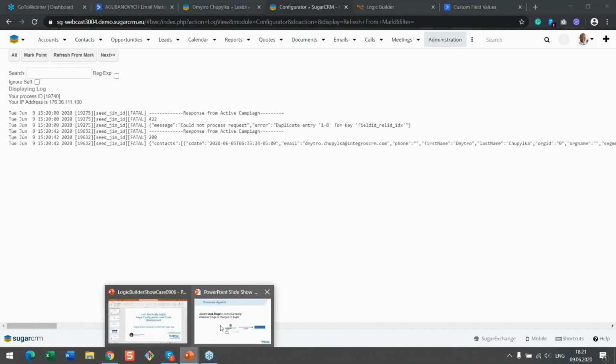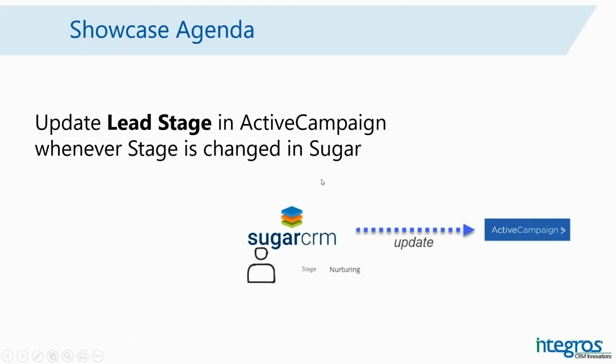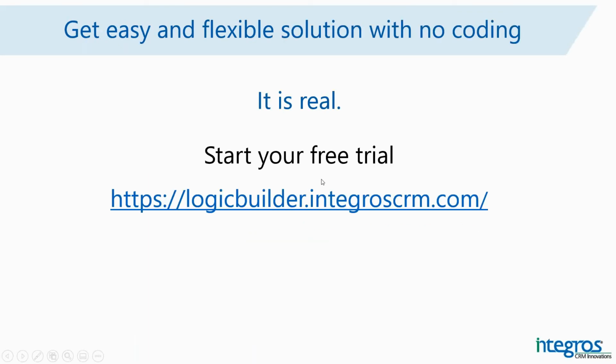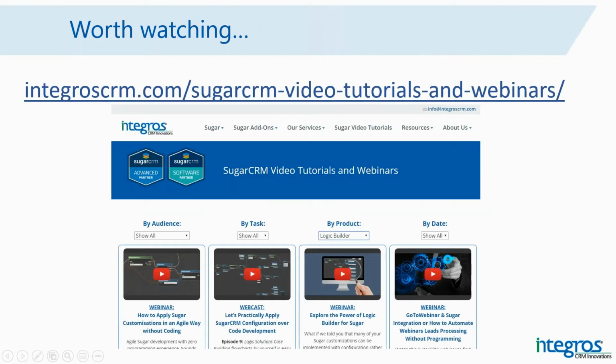Let me return to my PowerPoint because that's all for the actual demo part. So that is how it's possible to configure simple updating of stage from Sugar CRM in ActiveCampaign. And you could try it as well because there is a 30 days trial period for Logic Builder and you could sign up for it and try it yourself. Also, you may check other videos on our website to see what other webinars, what other challenges we already addressed based on this webinar series.